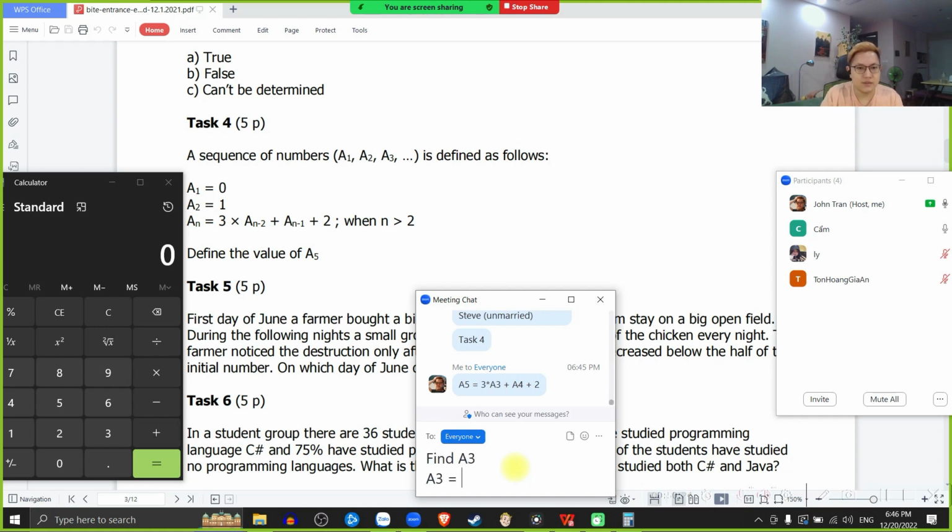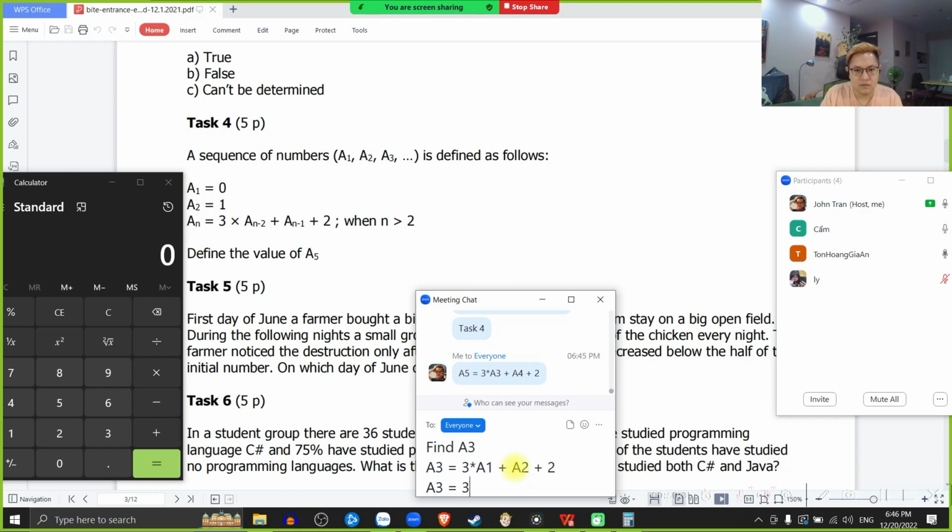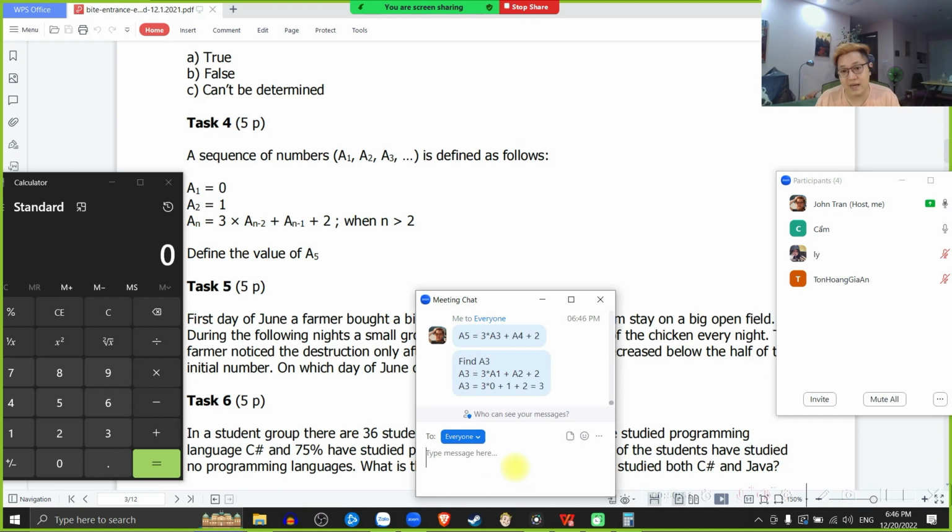So A3 is equal to 3 times A1 plus A2 plus 2. A1 là 0, A2 is 1, plus 2 equal to 3. A3 là 3 nha. So A3 is 3. A4 is equal to 3 times A2 plus A3 plus 2.